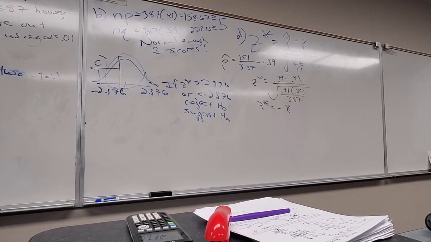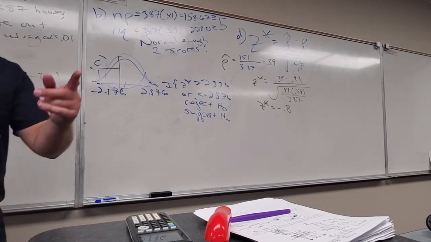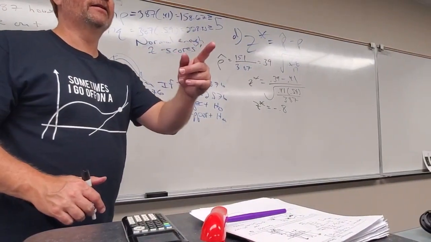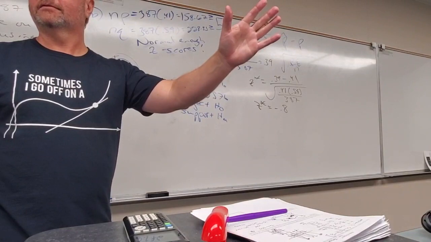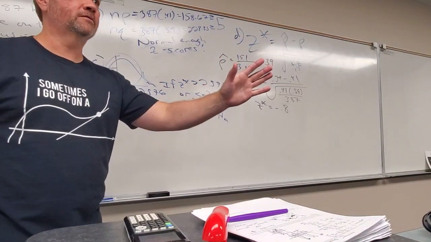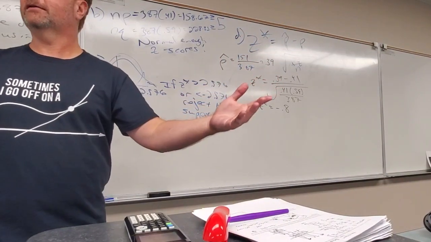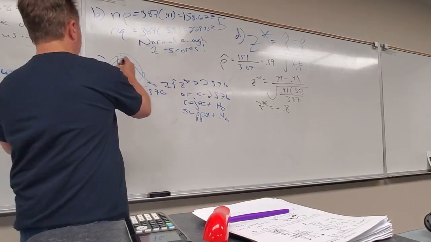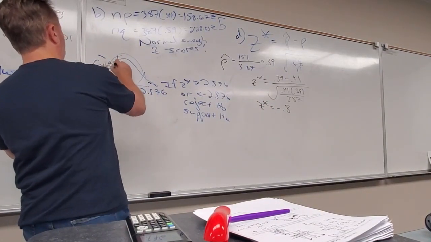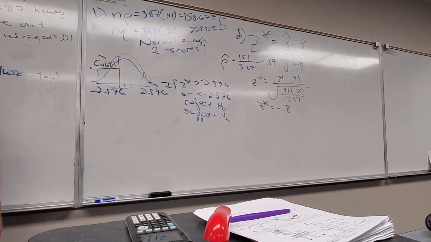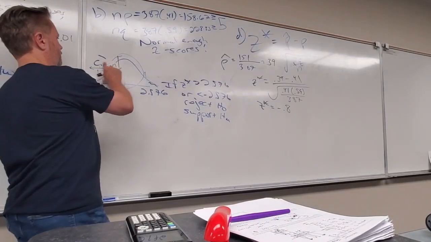What do you guys get? Sorry? 4681. 4681? Nobody wants to say. Is that what you guys got? Okay, somebody's telling me. 4681. Does anyone remember that's not the p-value? Is that what it is? I don't know. Should I look at it? Yeah.